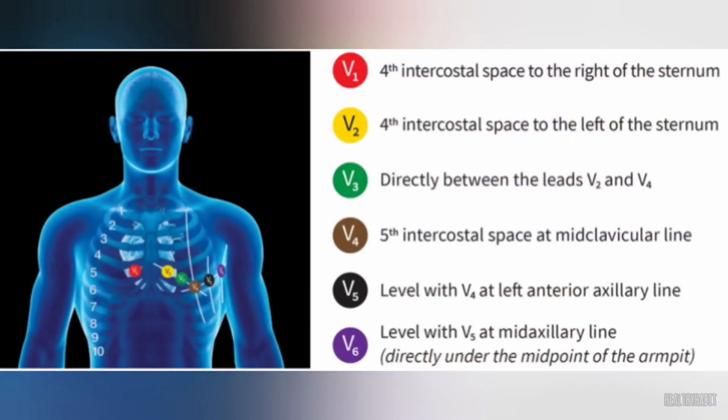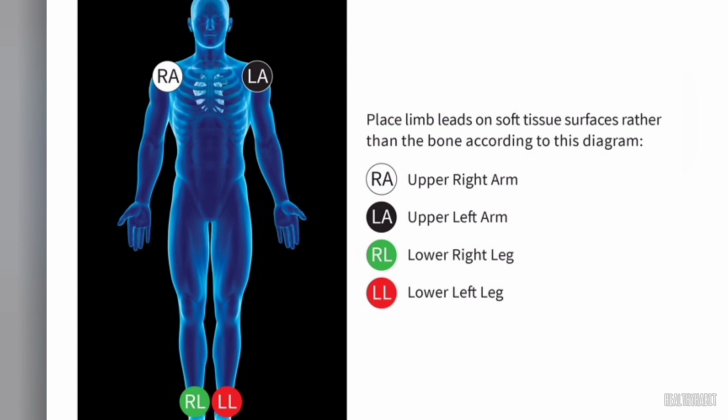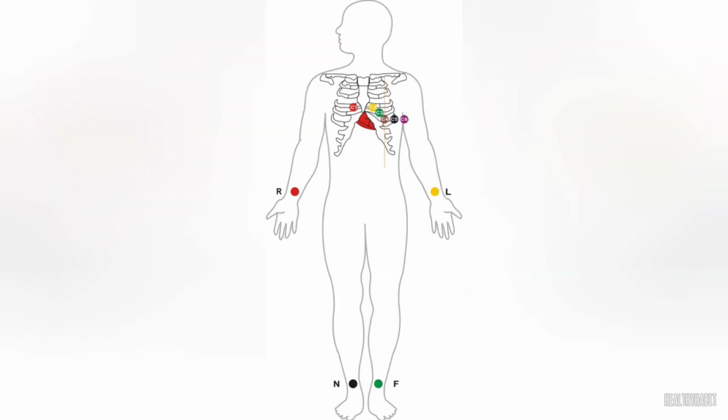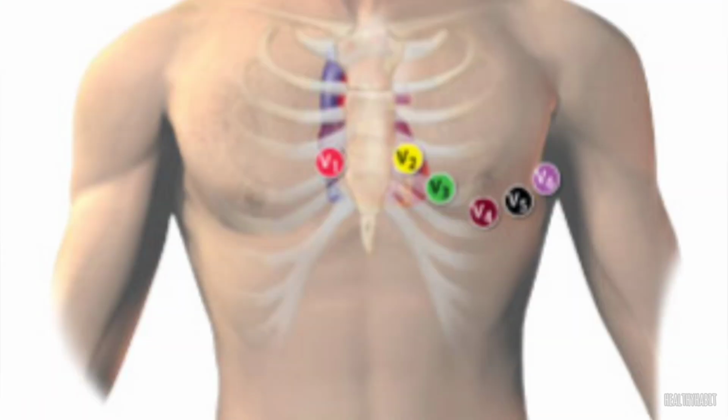Electrode placement: V1, 4th intercostal space to the right of the sternum. V2, 4th intercostal space to the left of the sternum. V3, midway between V2 and V4. V4, 5th intercostal space at the midclavicular line. V5, anterior axillary line at the same level as V4. V6, mid-axillary line at the same level as V4 and V5. RL, anywhere above the right ankle and below the torso. RA, anywhere between the right shoulder and the wrist. LL, anywhere above the left ankle and below the torso. LA, anywhere between the left shoulder and the wrist.